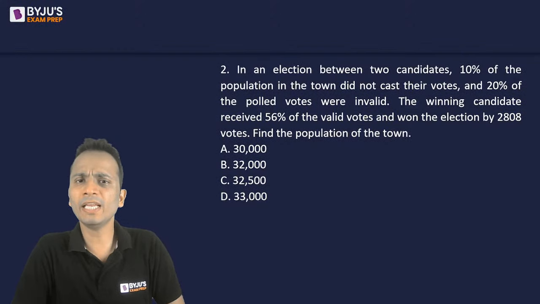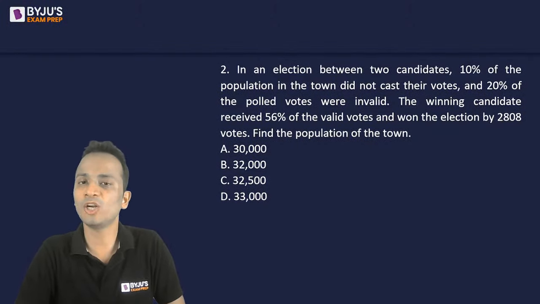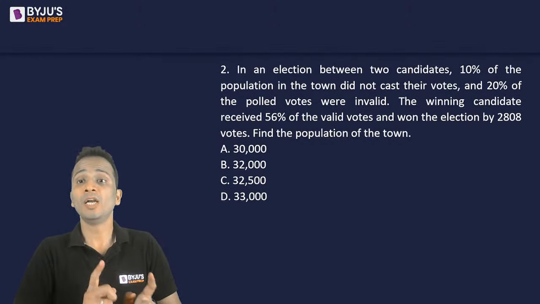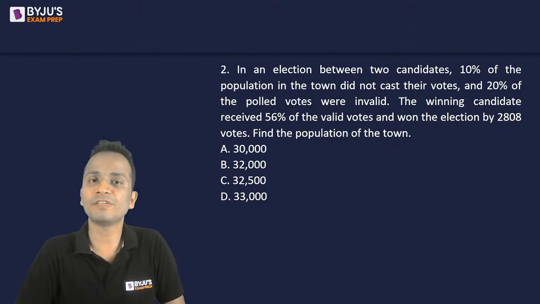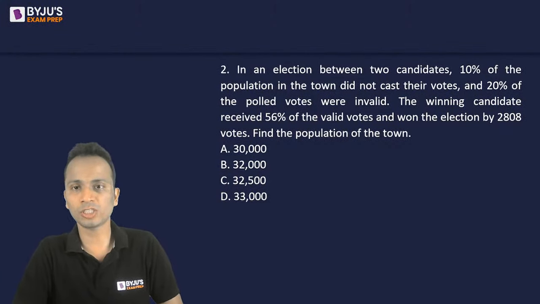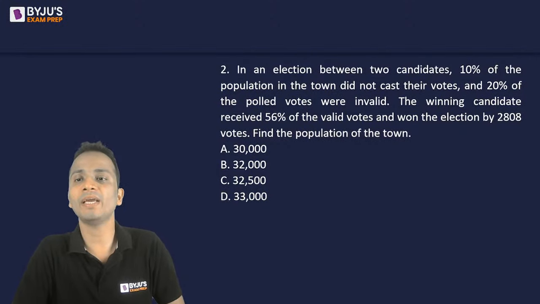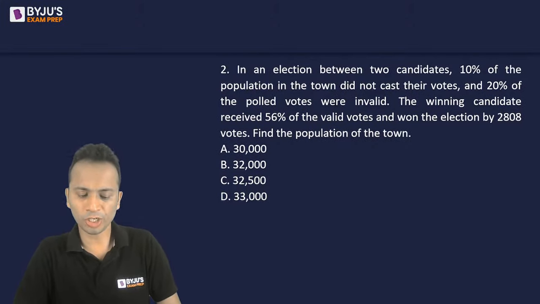Now, question number 2: in an election between two candidates, 10% of the population in the town did not cast their votes. 20% of the votes polled are invalid. The winning candidate received 56% of the valid votes and won the election by 2,808 votes. Find the population of the town.